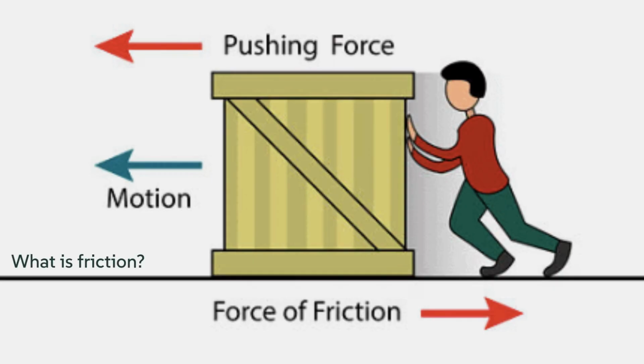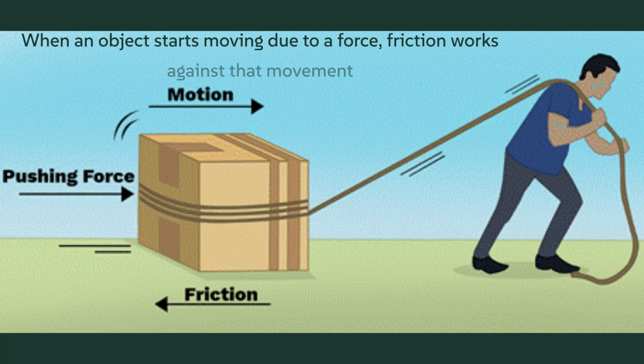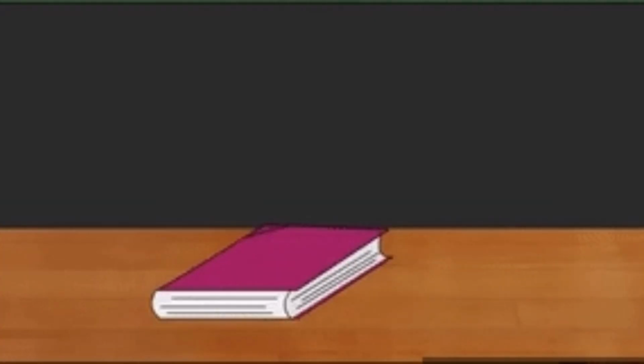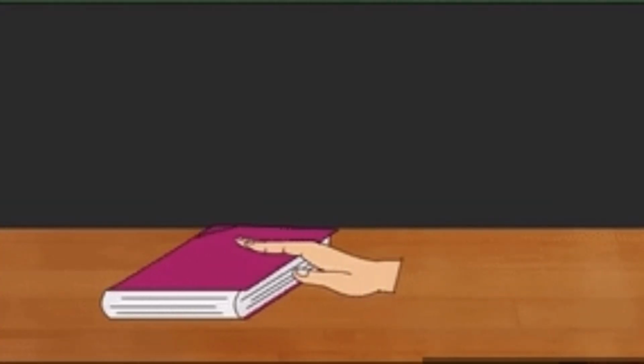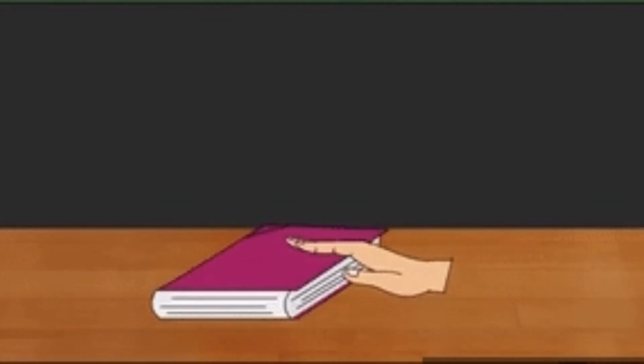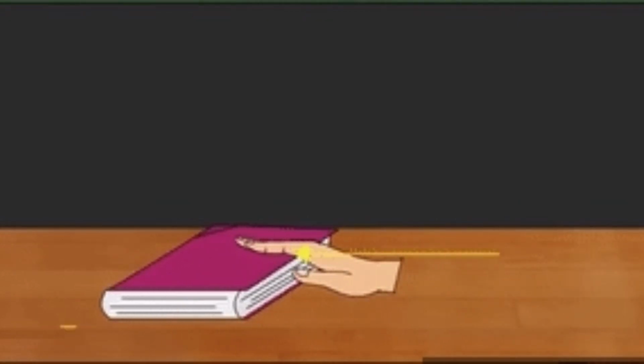Friction is a special type of force that always acts in the opposite direction of motion. Motion simply means the movement of an object from one place to another over time. When an object starts moving due to a force, friction works against that movement, trying to slow it down or stop it completely. For example, when you slide a book across a table, the motion of the book is opposed by friction, which gradually reduces its speed until it comes to rest.